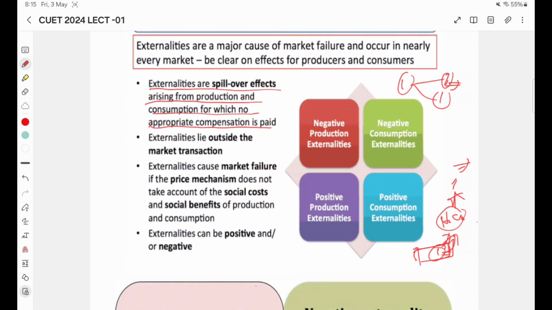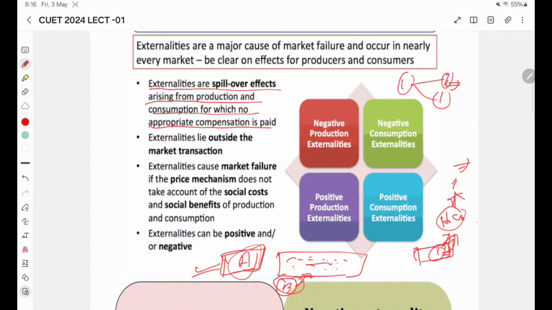And for a positive externality, suppose there are two individuals who are neighbors, individual A and B. Individual A has a beautiful garden, and person B enjoys the garden by opening the window. Person A has made the arrangement, but B is getting the benefit of that. So it is benefiting a third party. Any activity that benefits a third party is known as a positive externality. We'll discuss this in detail.